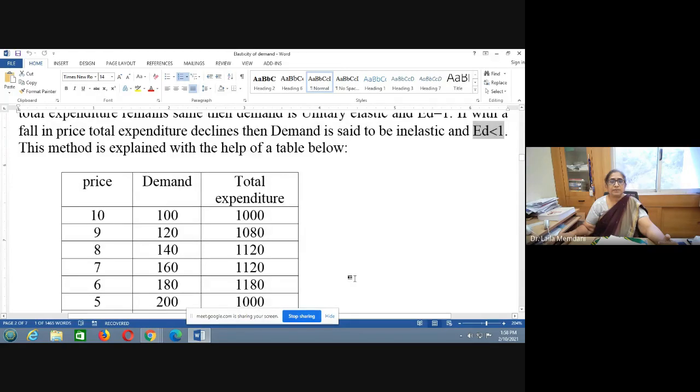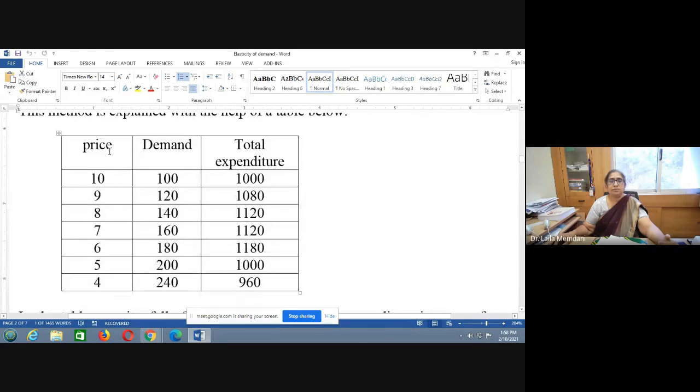So we can explain it with the help of a table. We have price in one column, demand in another column, and total expenditure. Total expenditure is nothing but price times demand. So if price is 10 rupees, demand is 100 units, so total expenditure is 100 times 10, that is 1000. Price falls to 9, demand extends to 120. That is, people demand more when price falls, and people demand less when the price rises. So demand is 120 now, and 120 times 9 is 1080.